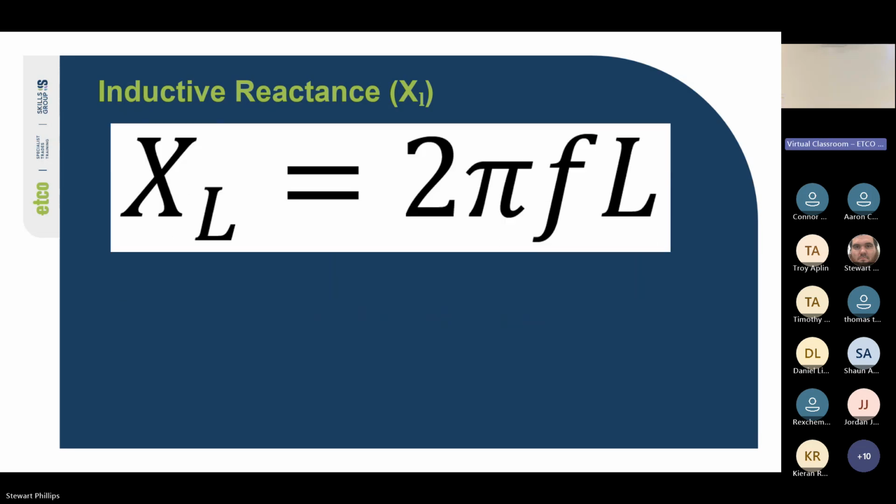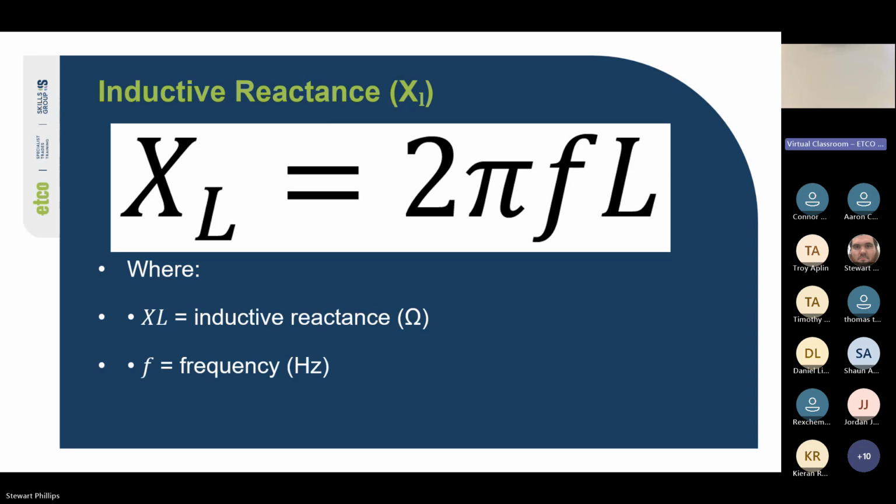So we have XL, or inductive reactance, is equal to 2 pi FL, or 2 times pi times the frequency times the inductance. So XL is our inductive reactance, F is the frequency, and L is the inductance. And I am not going to try and recite pi to so many numbers. All you need to know is that there is a button that is the pi symbol on your calculator.